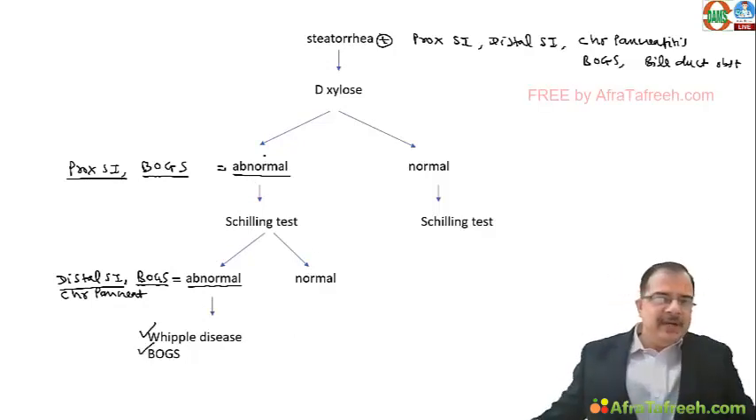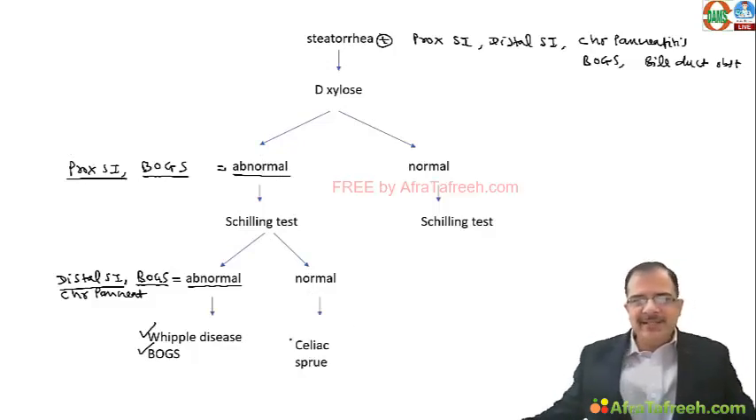While if D-xylose is abnormal and the Schilling test is normal, that means it is a case of only the proximal small intestinal disease, like celiac disease. Celiac disease is a proximal small intestinal disease.